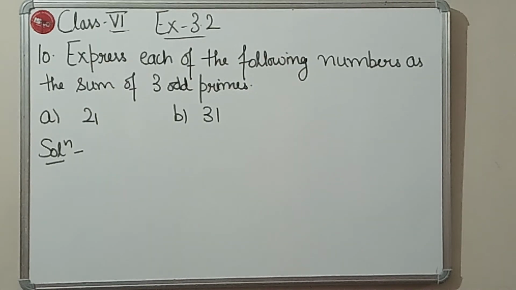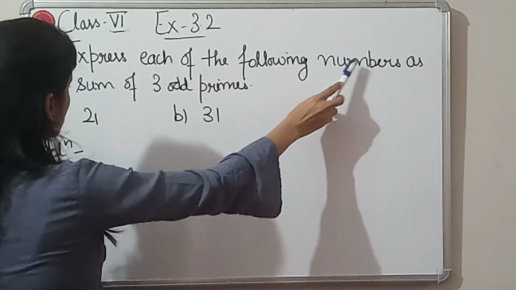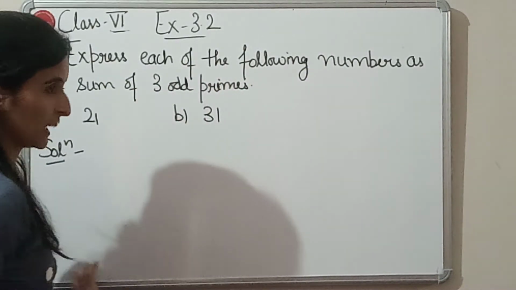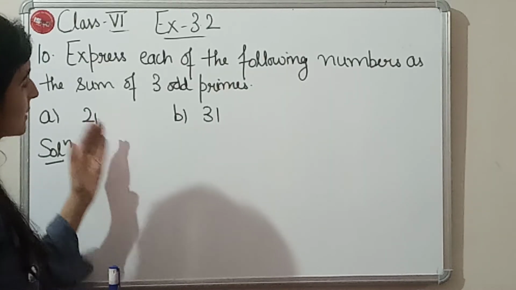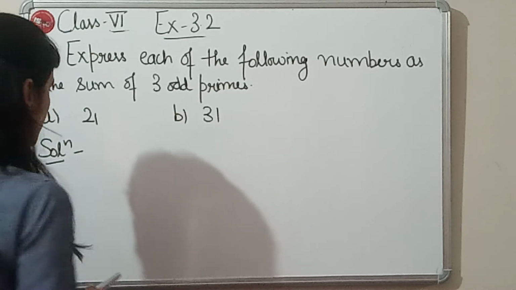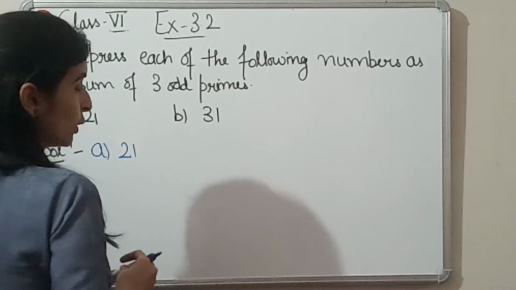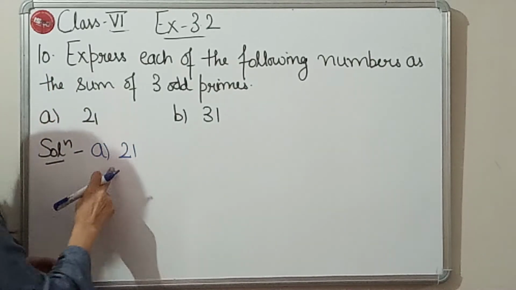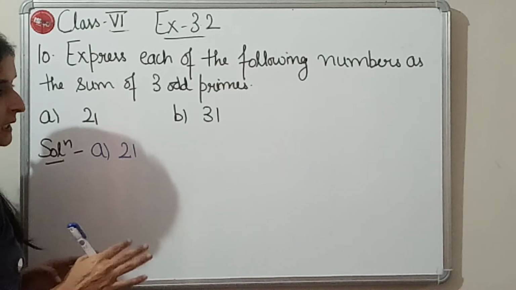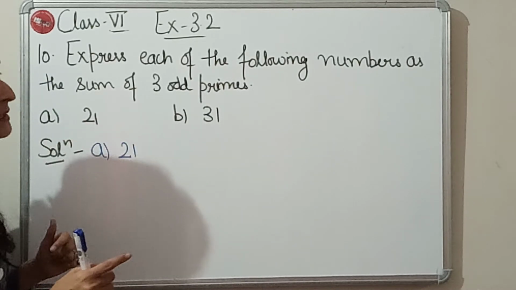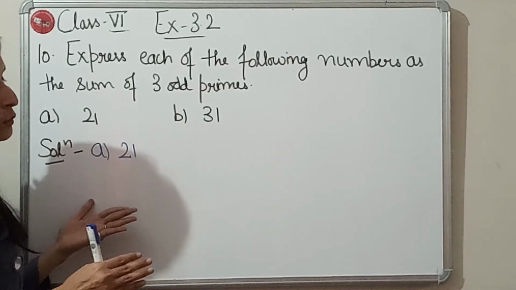Now the next question is question number 10. Express each of the following numbers as the sum of 3 odd primes. Now we have to write these numbers as the sum of 3 odd prime numbers. So suppose I am taking this 21 first. So we have to write this 21 as the sum of 3 odd prime numbers. We cannot take even prime, and the even prime number is 2 here. So it means we cannot take 2 here.